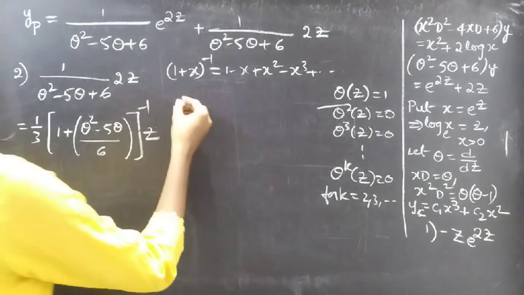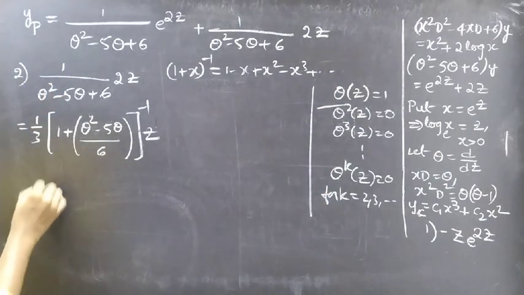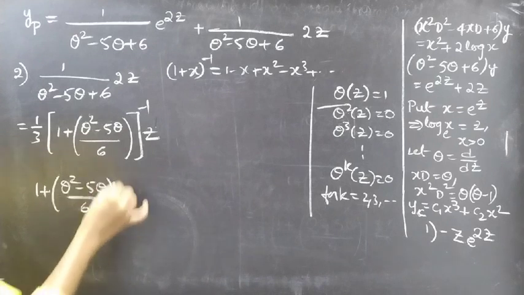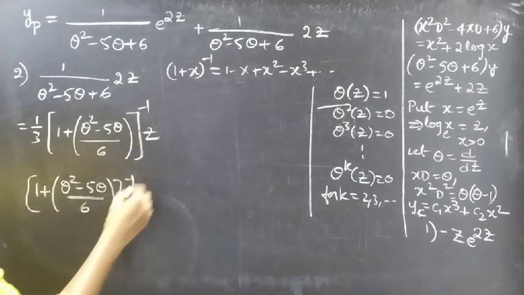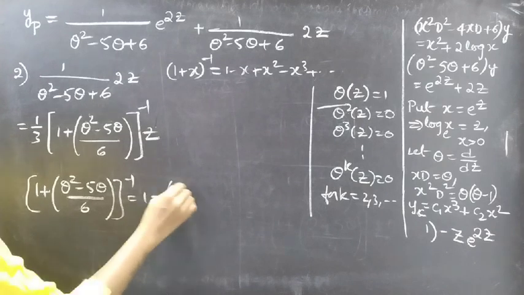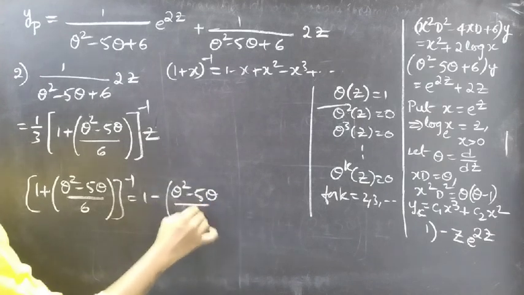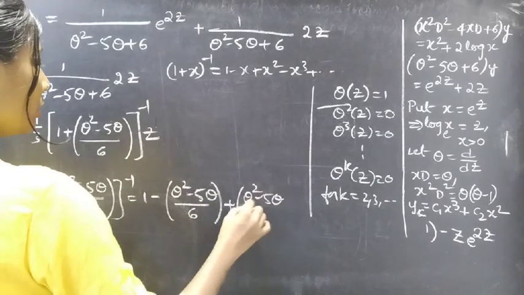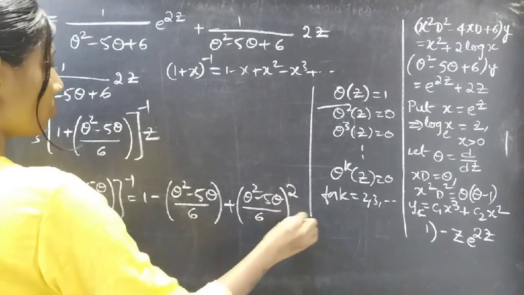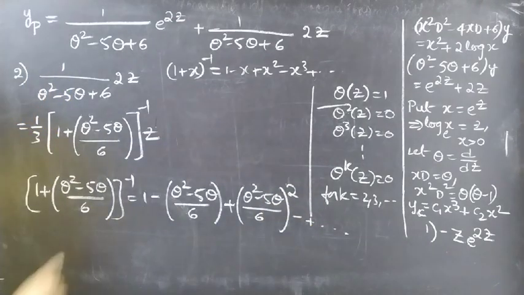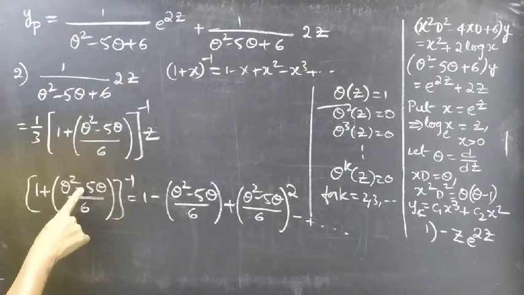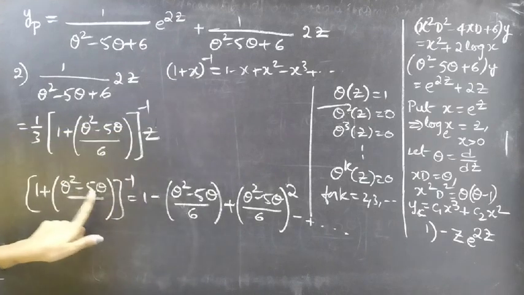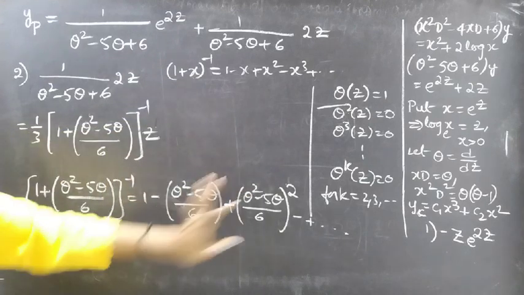So let's now expand 1 plus theta square minus 5 theta by 6 whole inverse using this formula. We'll get 1 minus theta square minus 5 theta by 6 plus theta square minus 5 theta by 6 whole square minus, plus and so on. Just compare these two. Then for x equals theta square minus 5 theta by 6, we'll get this expansion.